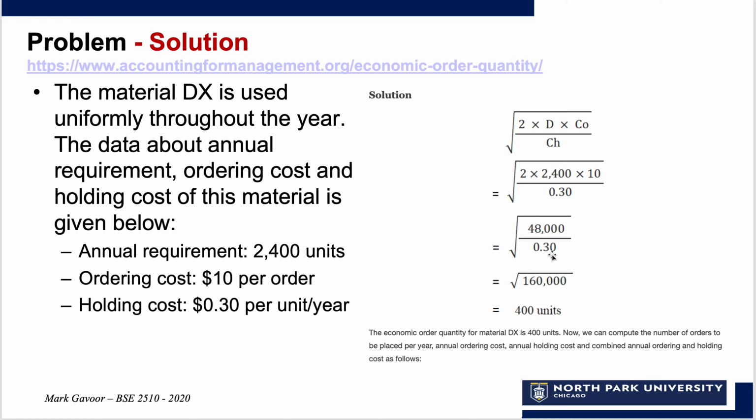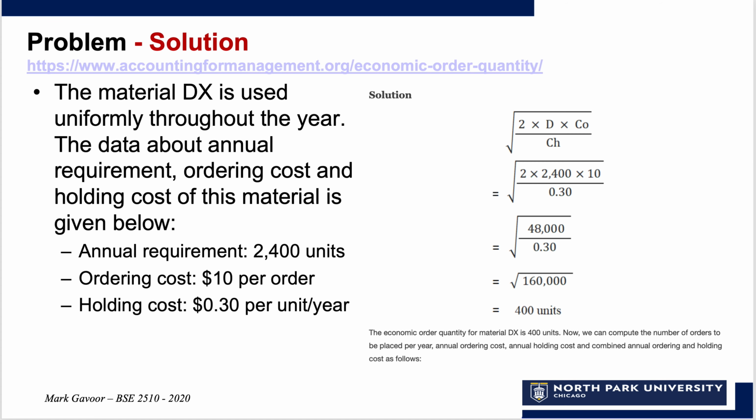And the holding cost is 0.3 cents. So I have 2 times 2,400 times 10. So that's 4,800 times 10, 48,000, divided by 0.3 is 160,000. Voila, it comes out so nice. The square root of 160,000 comes out to be 400. That should be how much I should order, or how much I should make each time I make it, or each time I order it.